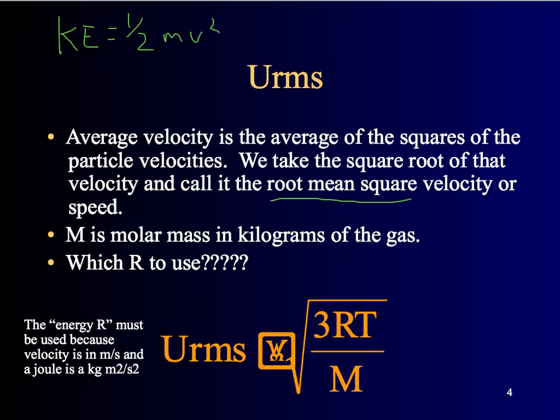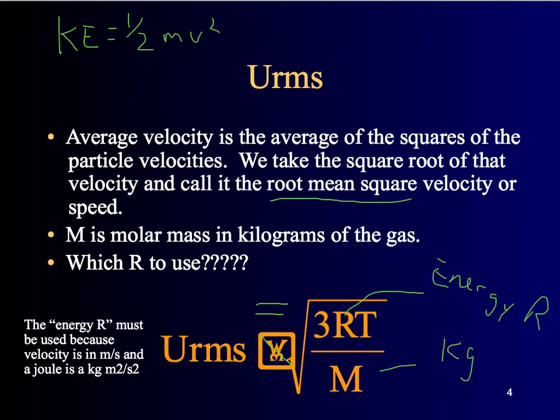Root mean square velocity, and remember that velocity is also a measure of speed. So we're going to figure out how fast these molecules are going. We're going to use this equation at the bottom, and again, the symbol didn't come through in the PowerPoint, so this is supposed to be an equal sign. The root mean square velocity is equal to the square root of 3RT over the molar mass. We have to be careful here that molar mass has to be in kilograms, and the R has to be the energy R, because we need to have joules in the end.